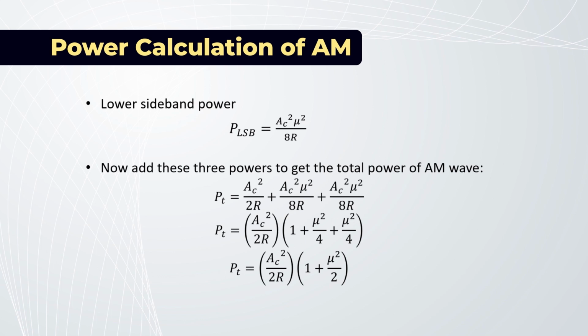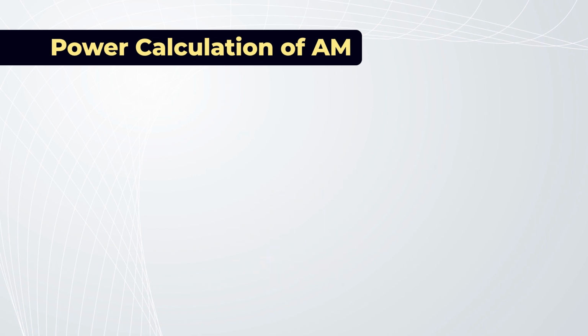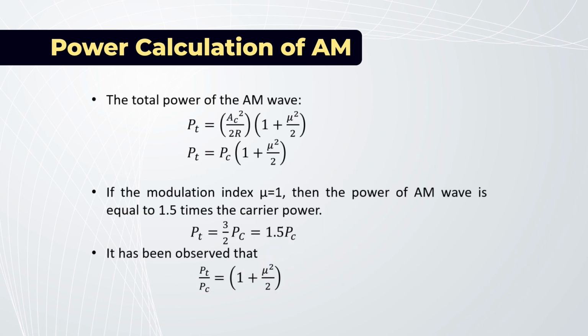Hence, the total power PT is equal to Ac²/2R times (1 + μ²/2). In terms of carrier power, the total power PT is equal to, the first term is nothing but the carrier power, so it can be represented by Pc times (1 + μ²/2). If the modulation index is equal to 1, then the power of the AM wave is equal to 1.5 times the carrier power.